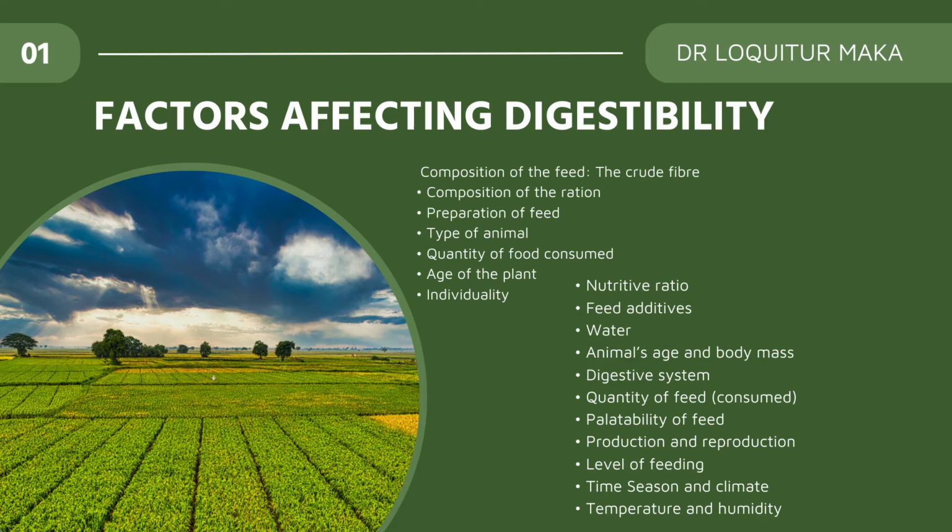Which animal is going to utilize this feed, and also the quantity of feed that is being consumed. And also it's very important to look at the age of the plant. How old is this plant? And also to look at the issues of nutritive ratio, feed additives, looking at the water. If you remember in the previous lesson, we talked about dry matter, and also water as one of the most important factors in the feed. We also look at the animal's age as well as the body mass. And what is also important to note is the digestive system of that particular animal.